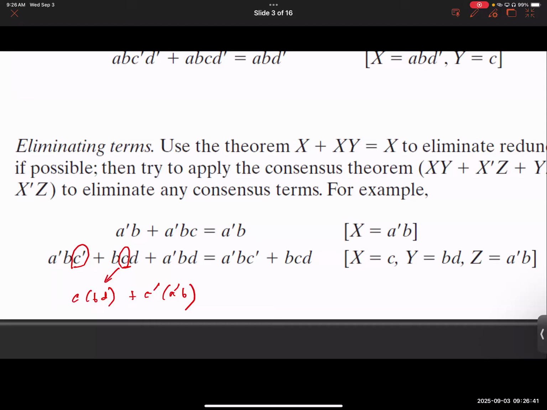Any problem? So I've changed the order. I hope it's not confusing. So the first term is here, second term is here. Okay. All right. Now, what is this term, folks?